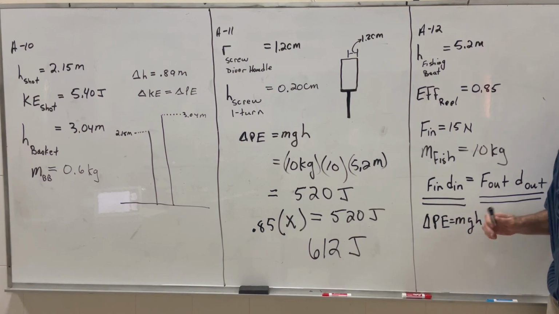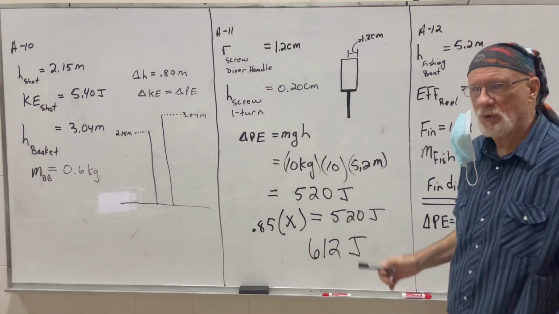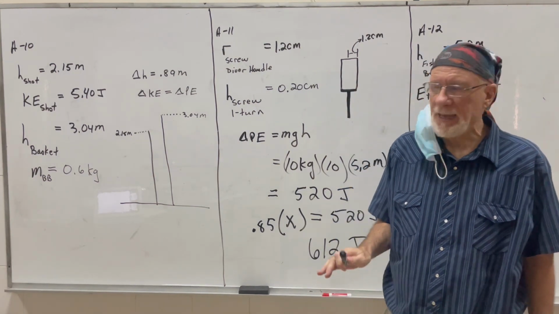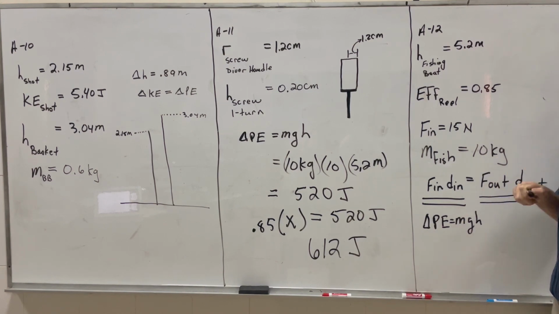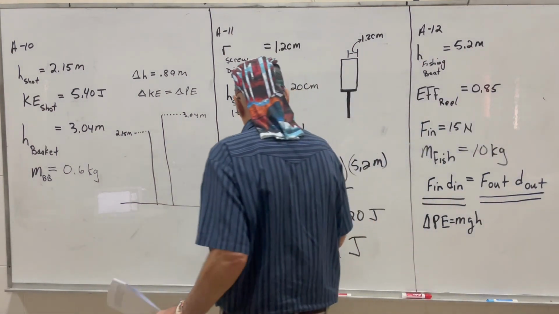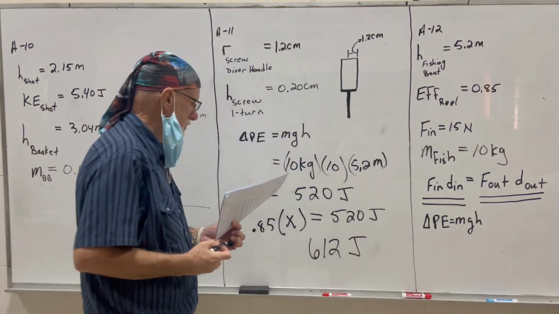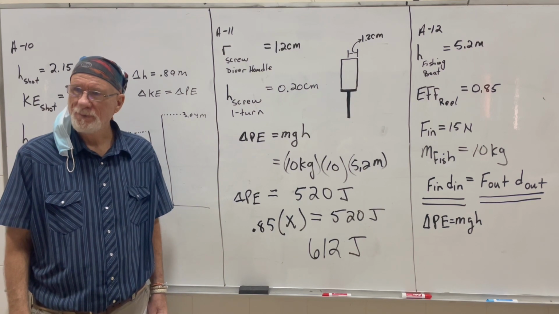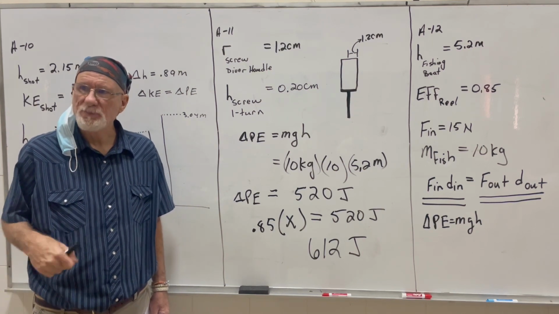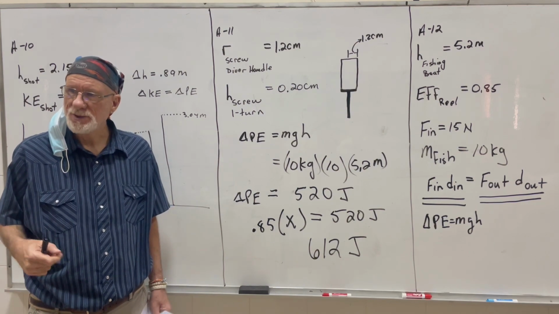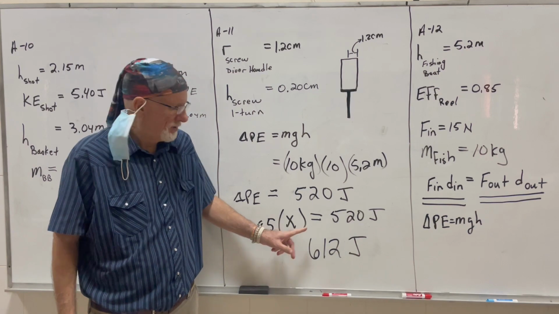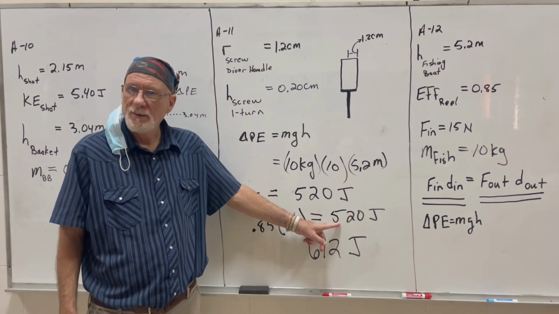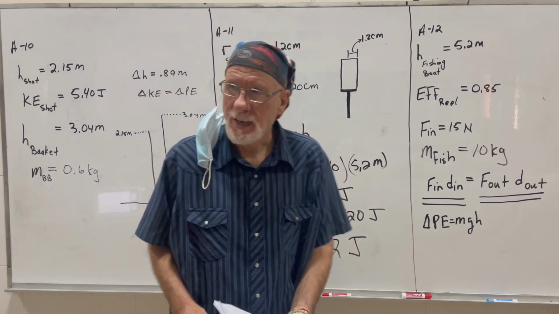We said, look, the deck is 5.2 meters above the water. The mass of the fish is going to be 10 kilograms. 10 times 10 times 5.2. So the change in potential energy equals 520, right? But he's using a reel that's only 85% efficient, correct? Yes? So 85% of the amount of energy that he actually used is going to be what? It's going to be the amount here, correct? And that's going to be 612.